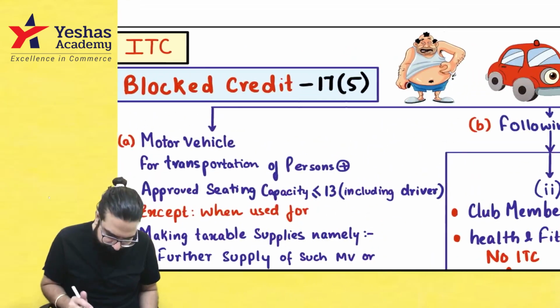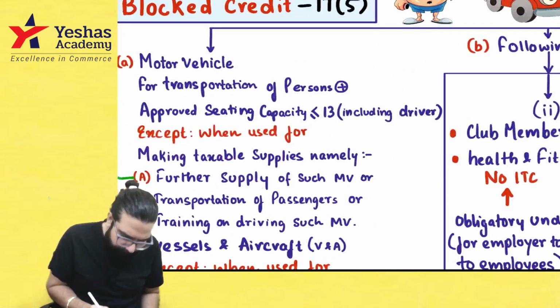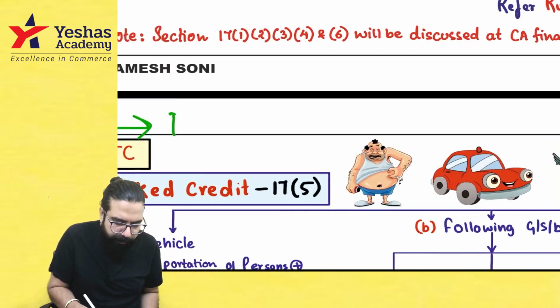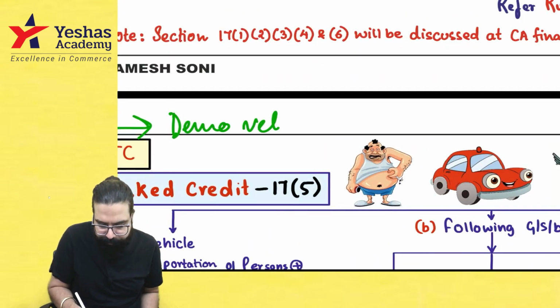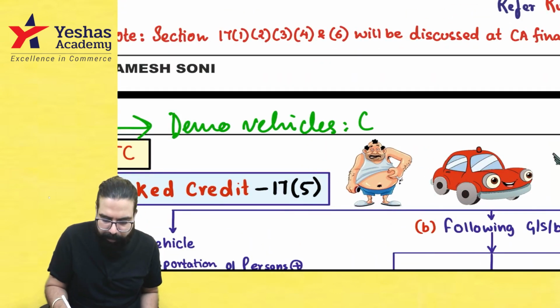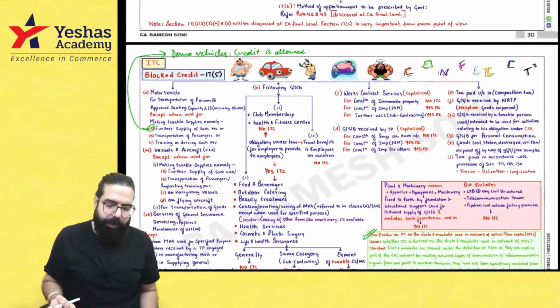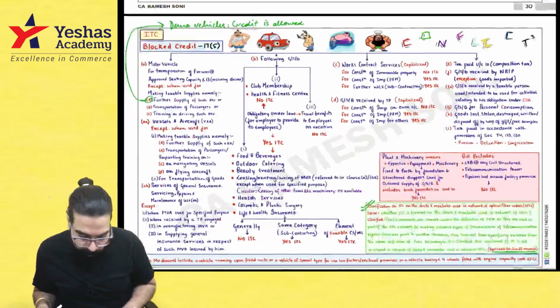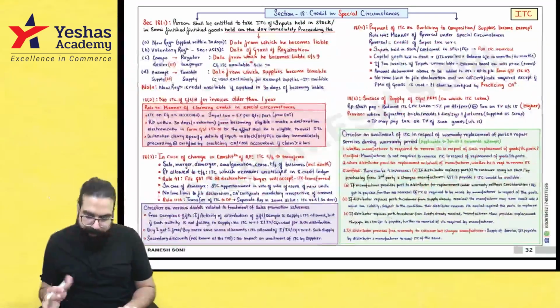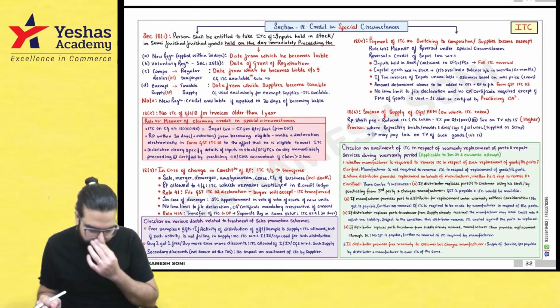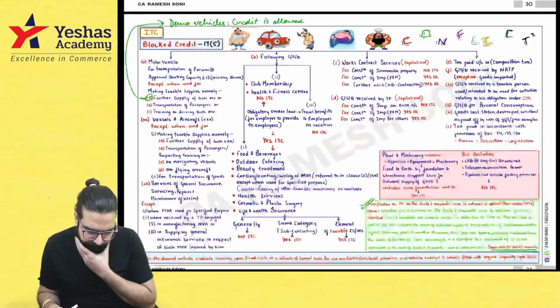Now here, you can write and keep for this point: demo vehicles, credit is allowed. I believe this is an important point from the exam point of view. Demo vehicles, the credit is allowed. Done, sir. This point is clear. Section number 18, nothing, not required. Okay.